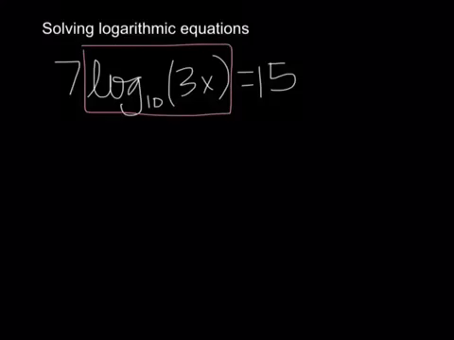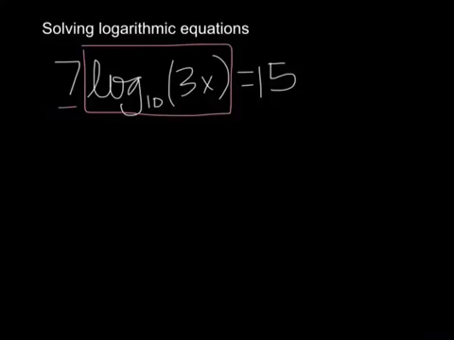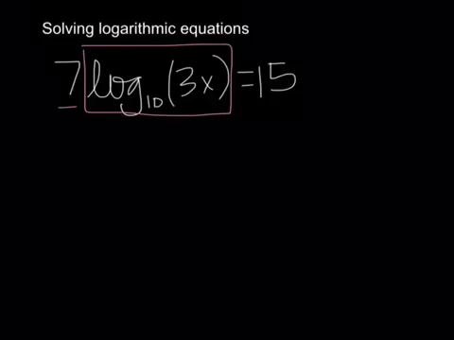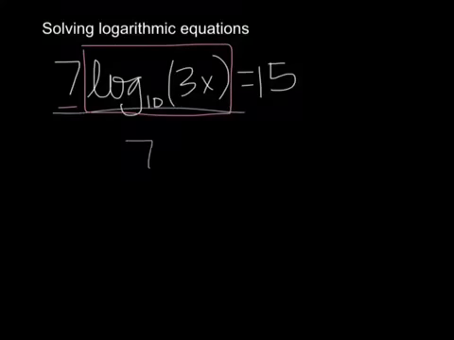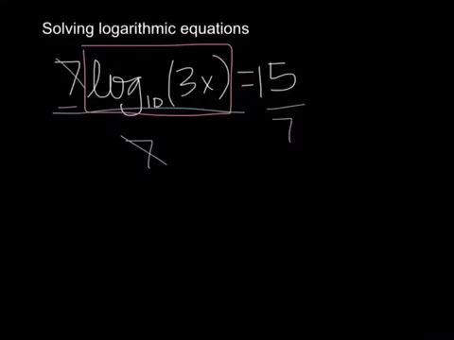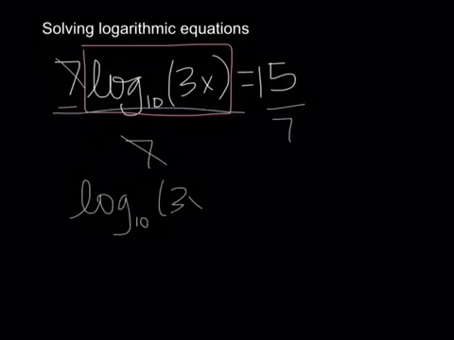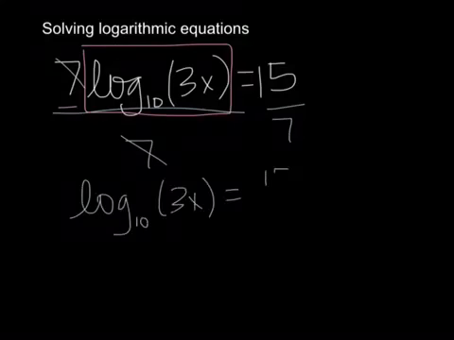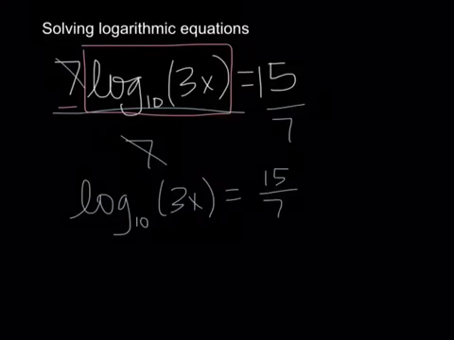You notice that there's a 7 in front, so that means 7 times this whole logarithm. To reverse that, to cancel that order of operations, we'll divide by 7, because 7 divided by 7 is 1. And then we've got to divide this side by 7 as well. That leaves us with log base 10 of 3x equals 15/7, which is a little bit more than 2, because 14/7 would be 2.